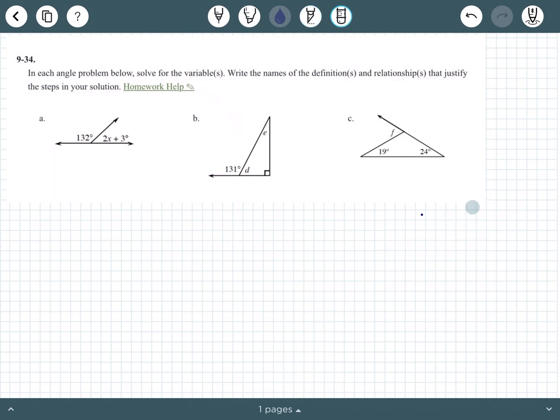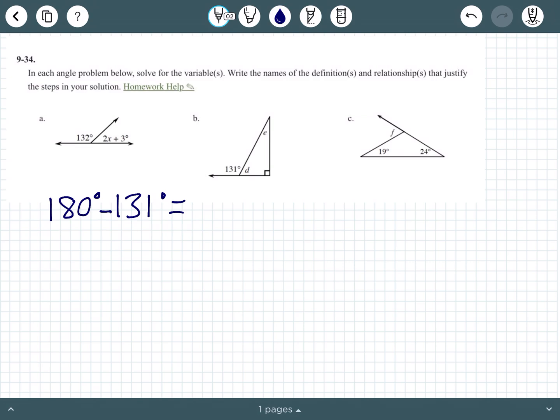All right, in part B, we have 131 degrees on the outside. That's our exterior angle. And we need to solve for D and E. All right, well, I know that my 131 degrees, this angle here, along with my angle D, I see that they make a supplementary angle or a straight line. So to solve for D, I'm going to do 180 degrees minus 131 degrees.